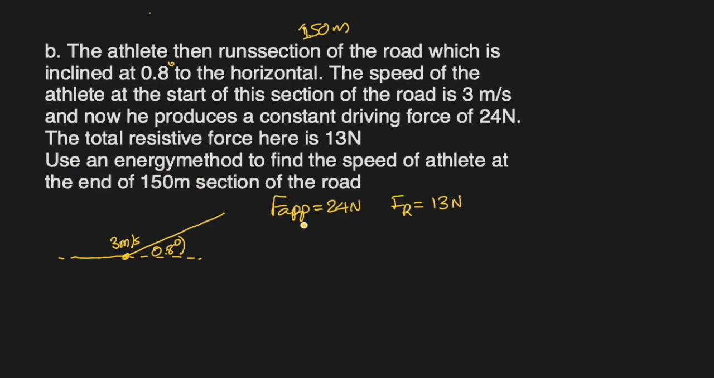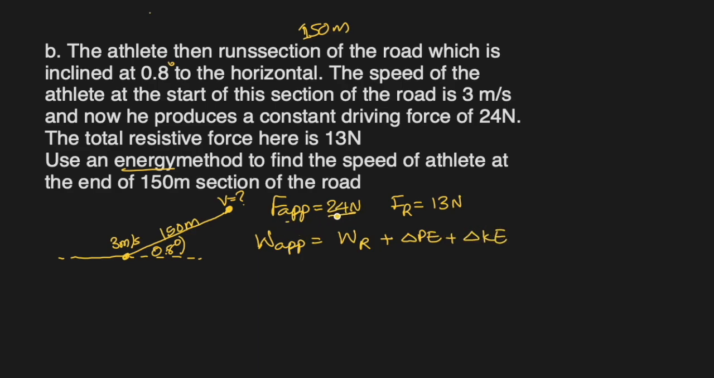We can't use forces, we have to use the energy method to find the speed of the athlete at the end of the 150 meter section. So this is the 150 meter section, and what is the final speed? That's what they're asking. So we will use the energy equation that we used in question number 1 also. Work done by the applied force is the sum of work done by the resistive force plus change in potential energy plus change in kinetic energy.